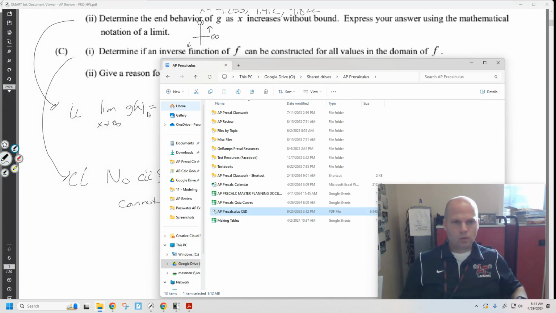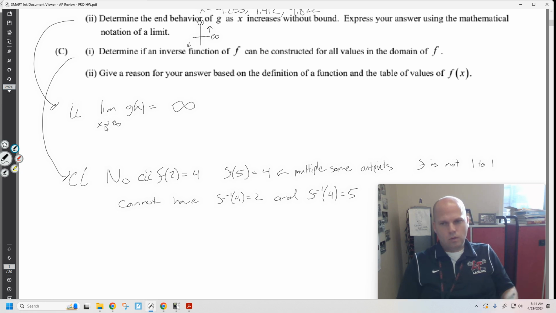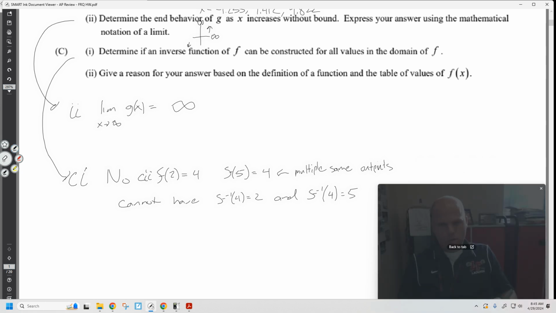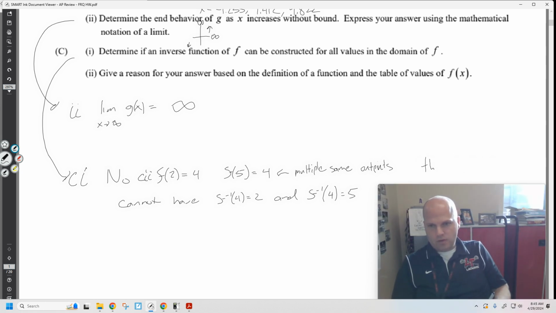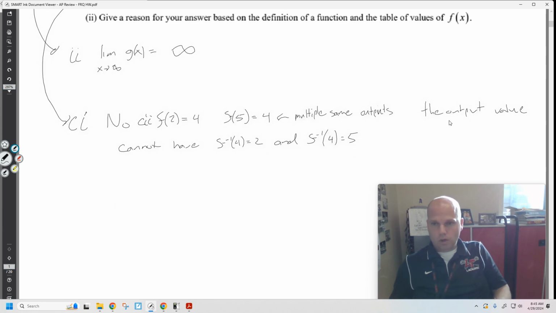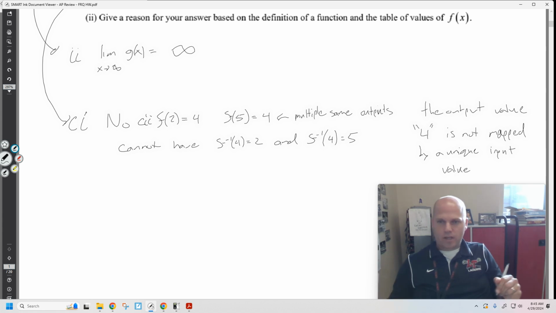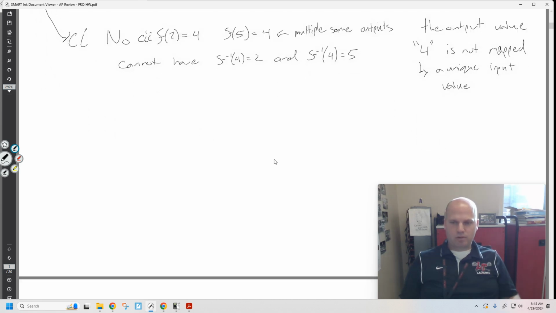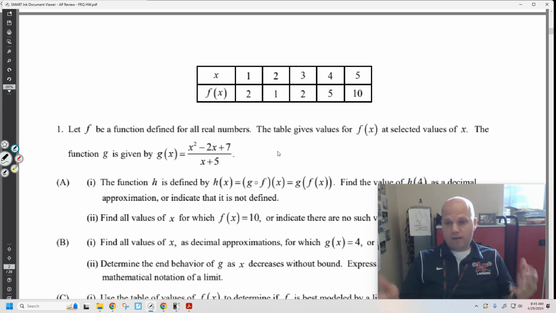So the output value 4 is not mapped by a unique input value. That is exactly what they want to hear, is that the output values are mapped by unique input values. And if we see that again in the other question ones, we'll be ready to go.